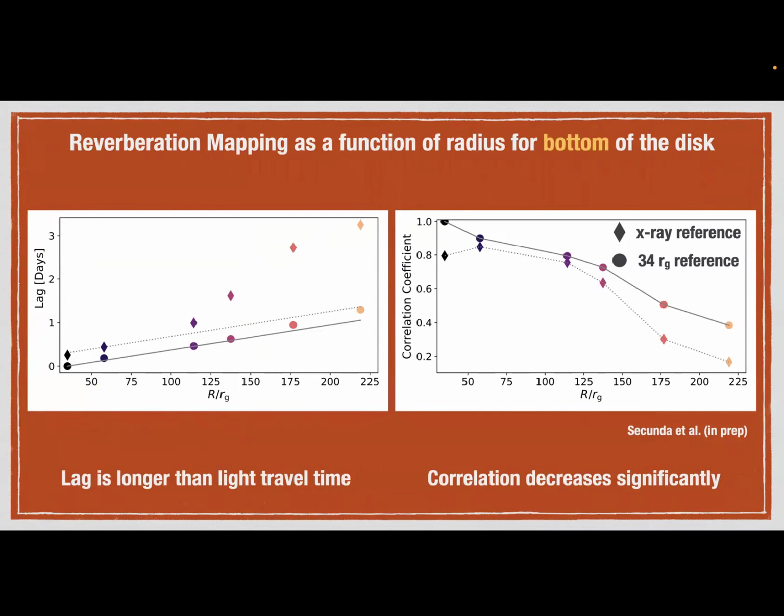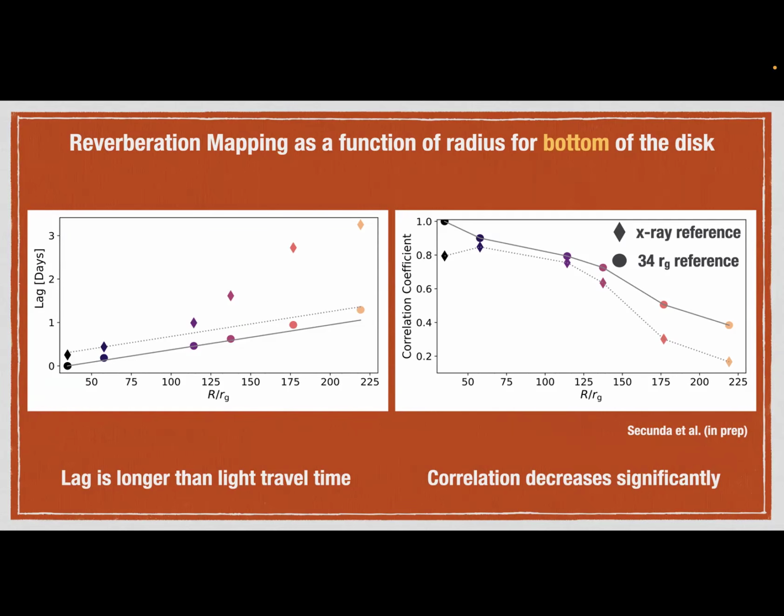And then the final thing I can show about this is the reverberation mapping as a function of radius, now for the bottom of the disk. So again, we use two different reference bands, our innermost emitted light curve at 34 Rg and our X-ray reference. And if you compare to the dotted and the solid line, which both show the light crossing timescales, you can see that in both cases, as you move outwards in radius, the lag becomes longer than the light travel time, very significantly in the X-ray case, but still even when using the UV reference band. And if you look at the right panel, now the correlation coefficient for these cross correlations drops off really rapidly with radius, all the way down to 0.2.